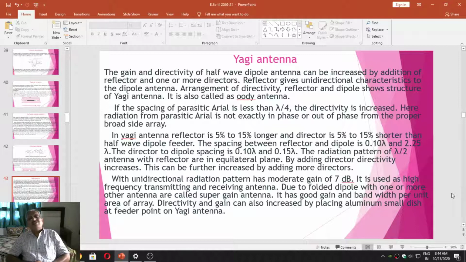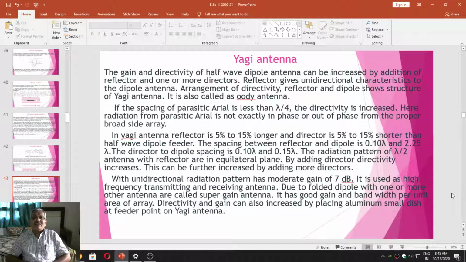We also studied that for a lambda by 2 dipole antenna, at both the ends current is 0 and at the center the current is maximum. But as far as voltage is concerned, at both the ends voltage is maximum, whereas at the center voltage is minimum. So these aspects were studied in the radiation pattern associated with the half wave dipole antenna.